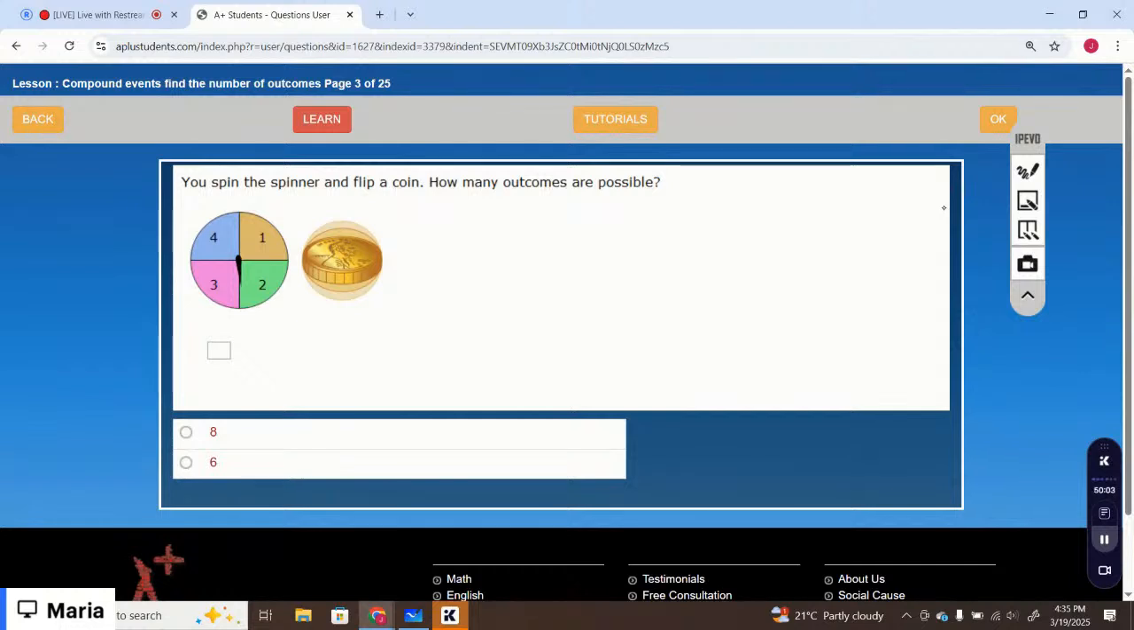You spin the spinner and flip a coin. How many outcomes are possible? That is 8. Option number 1 is the correct option.